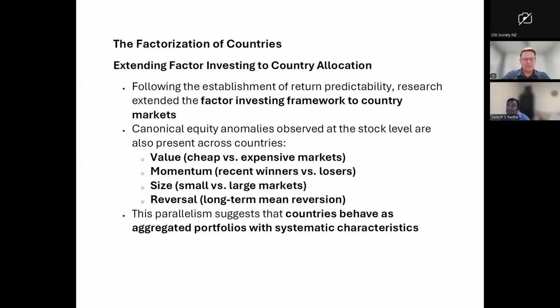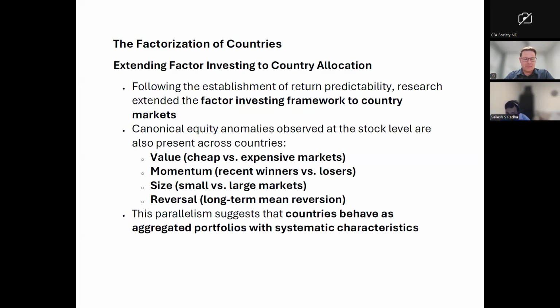They all mean the same thing, but we call them factors. So just a refresher on what these factors mean and what the evolution of factor investing has been in these stock markets. At the country level, once the predictability was established, the next step, as we said, was applying factor investing in countries. What we see was very interesting. Value, momentum, size, reversal, the behavioral aspects of it all appear at the country level as well. So country indices exhibit factor-like behavior, enabling systematic factor-based allocation across global markets.